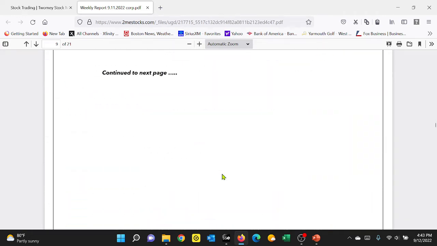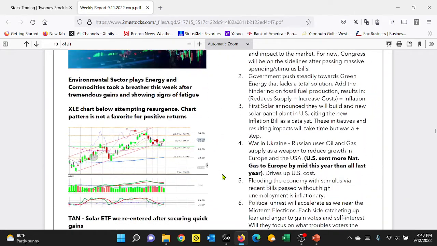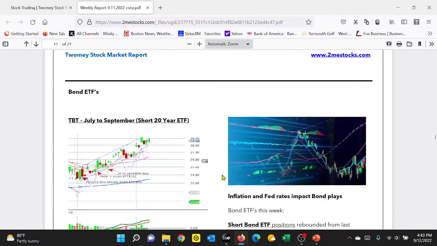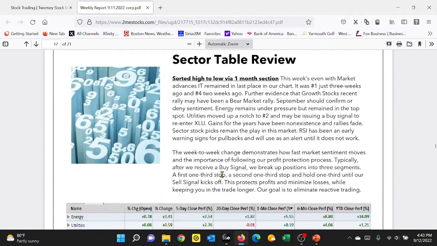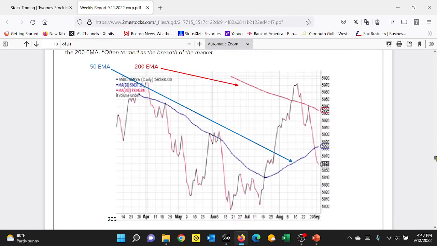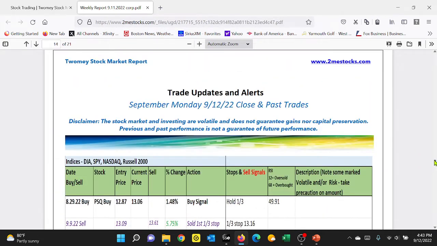So we go over all that, and then we get into our environmental analysis, what I talked about, and then we talk about advances, declines, relative strength, and then the sector table where the money's flowing. Then we get down to our current trades.